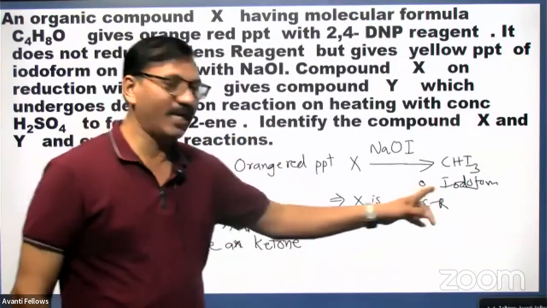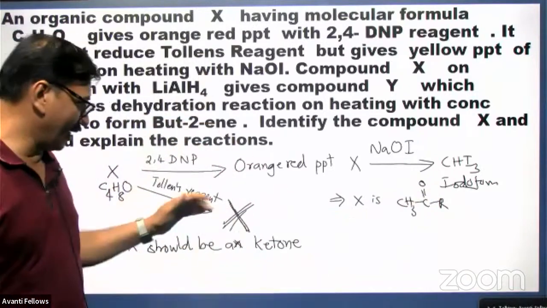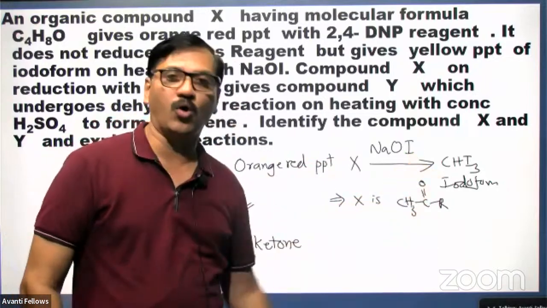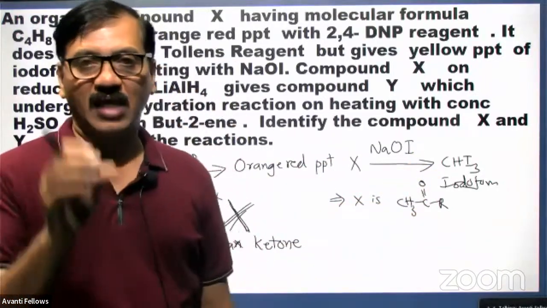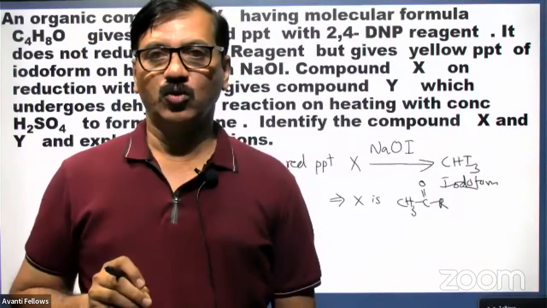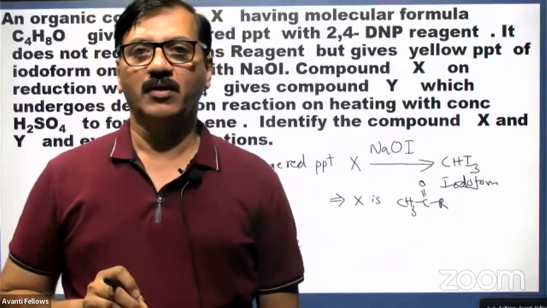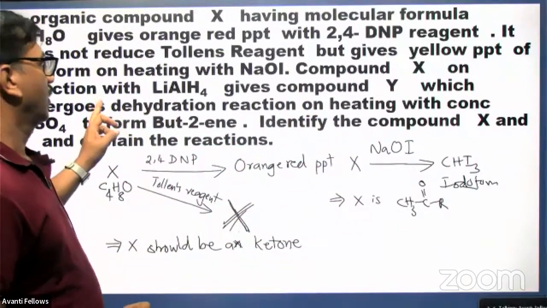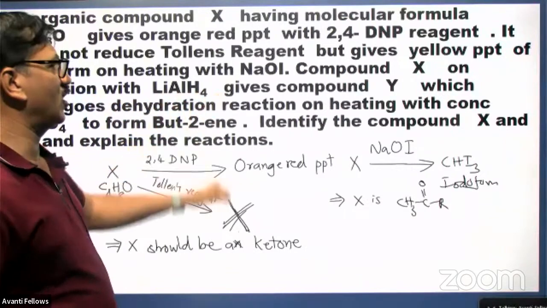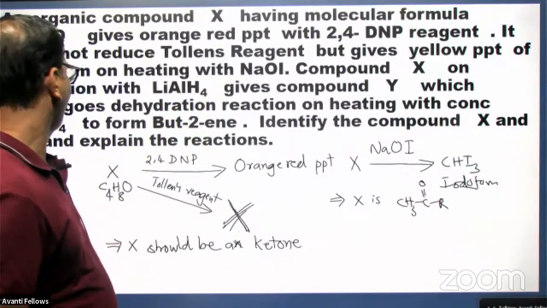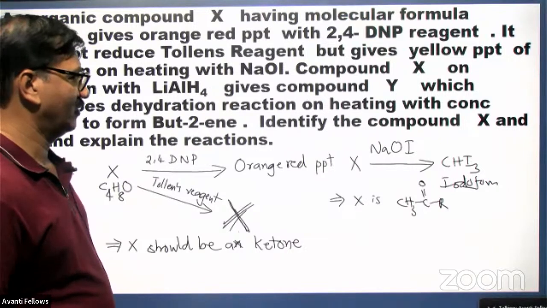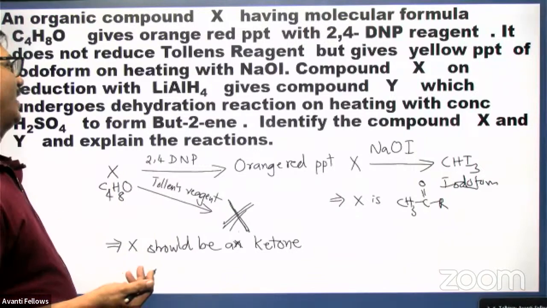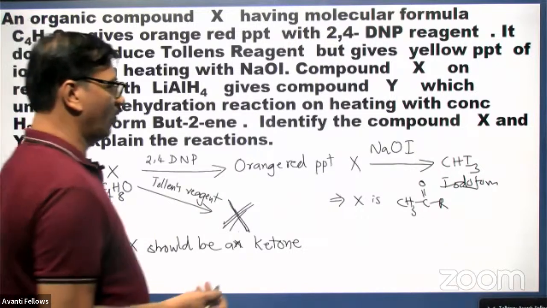It must be a 2-ketone. So the first clue tells that it is a ketone, and the second clue tells that it must have CH3CO, because only the compounds having CH3CO, 2-ketones with the carbonyl group on the second carbon atom, will answer the iodoform test. Then X on reduction with lithium aluminum hydride produces Y, and Y undergoes dehydration on heating with concentrated sulfuric acid to give butene.